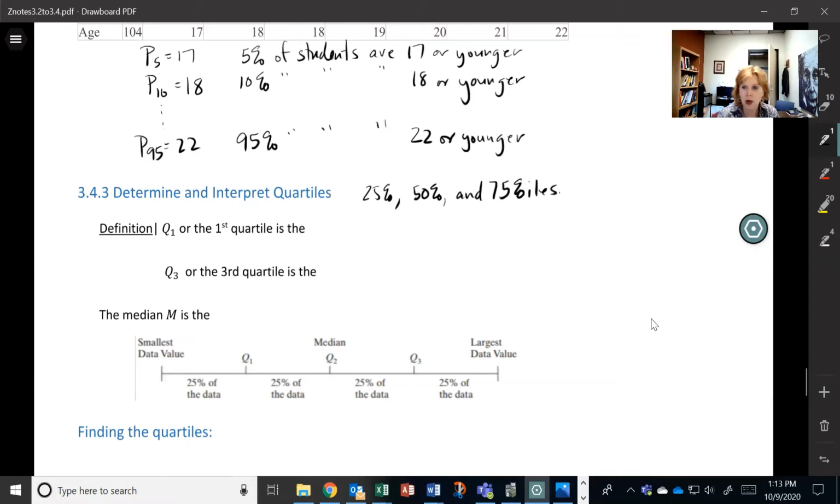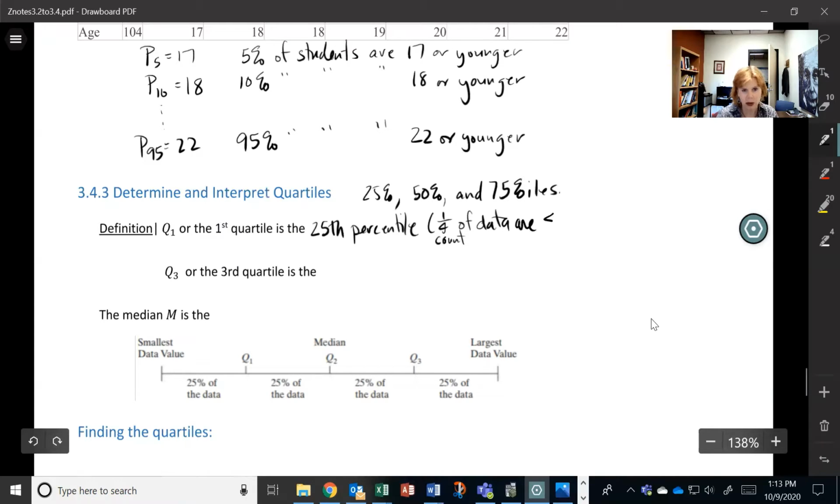So Q1, or the first quartile, is the 25th percentile for a data set. That means a fourth of the data values, a fourth of the count, are less than or equal to Q1.